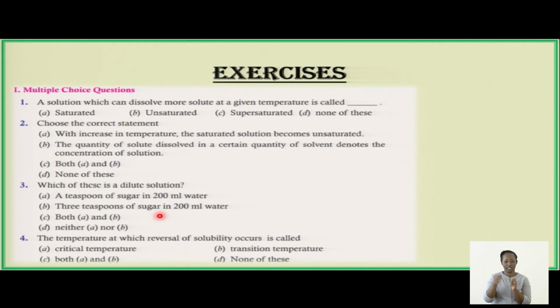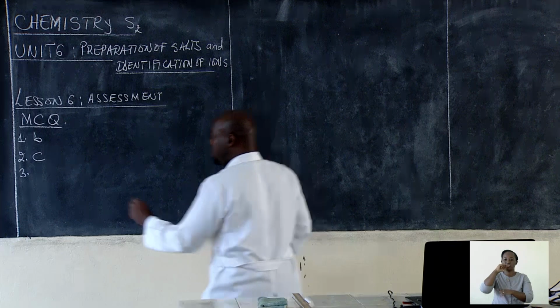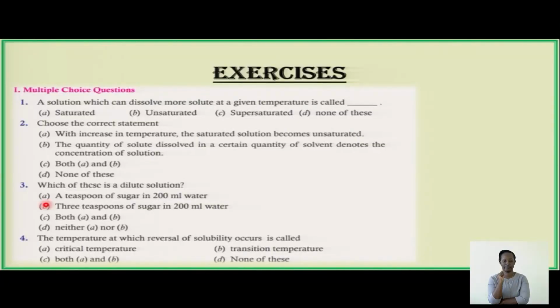A teaspoon of sugar in 200 milliliters of water, and 3 teaspoons of sugar in 200 milliliters. So when we have 3, the solution will be more concentrated than the one which contains 1. So I guess here we don't have the right answer in the suggestions, but the right answer here must be A. So the right answer for 3 is A. And we go to number 4.